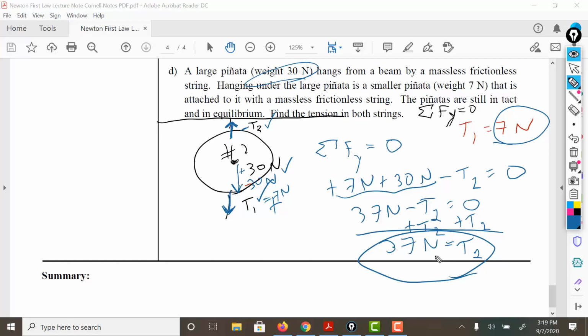For your summary, explain how to set up the equilibrium rule. Try to use the words for this. How do we set up the equilibrium rule? Try to find a pattern for the last 4 problems that we did in this video. Okay, explain how to set up the equilibrium rule.